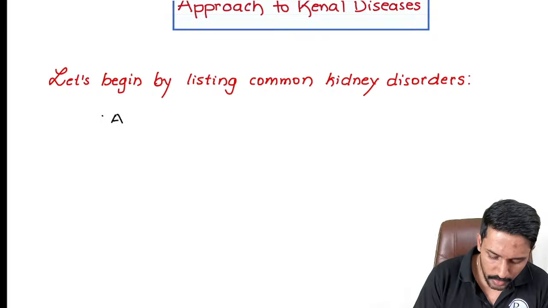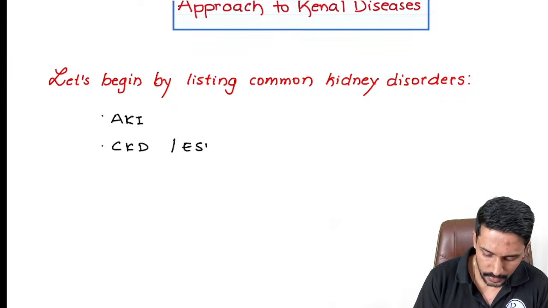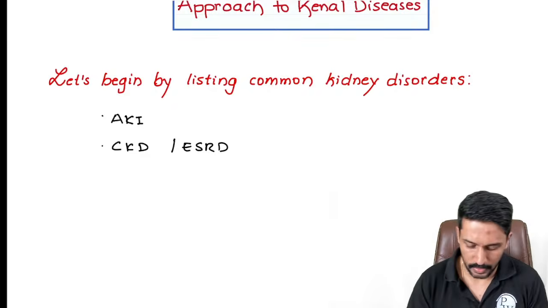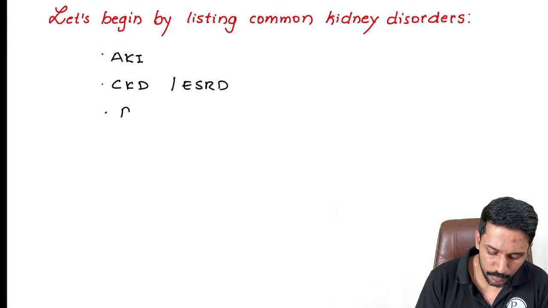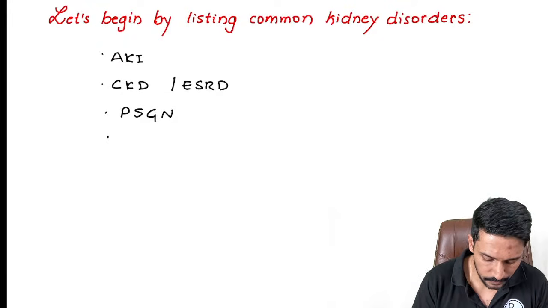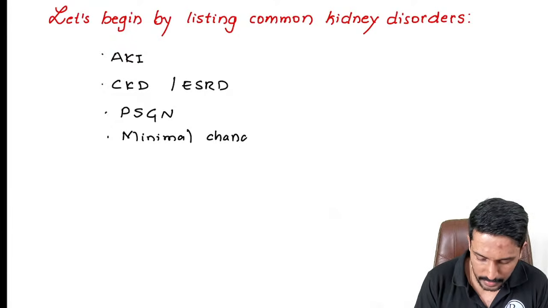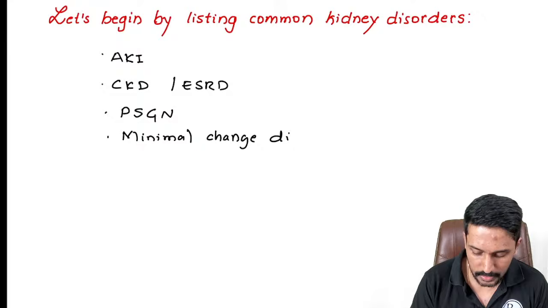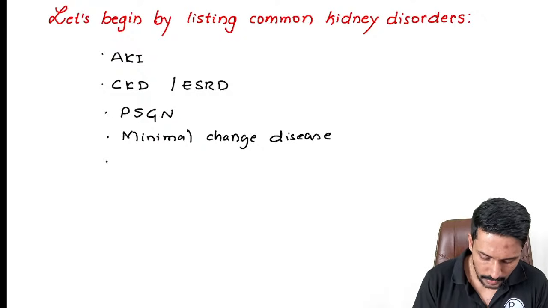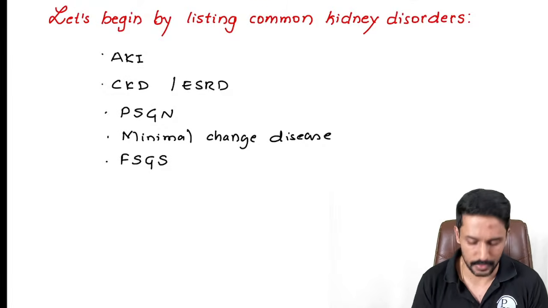So can we make a list of renal disorders that you are familiar with? So I know something called as acute kidney injury. I know something called as chronic kidney disease or CKD, which is also called as end stage renal disease. Okay, then all of you are familiar with something called as post streptococcal glomerulonephritis. Some of you may be familiar with something called as minimal change disease that you study in pediatrics in particular and in pathology in detail. Then some of you might be familiar with a term called as focal segmental glomerulosclerosis or FSGS.